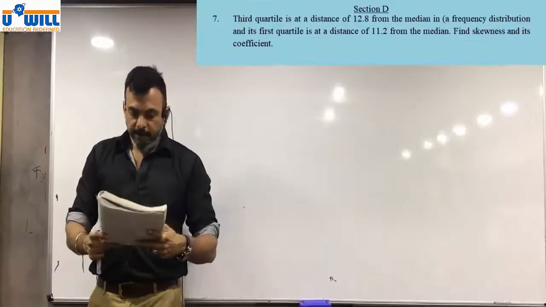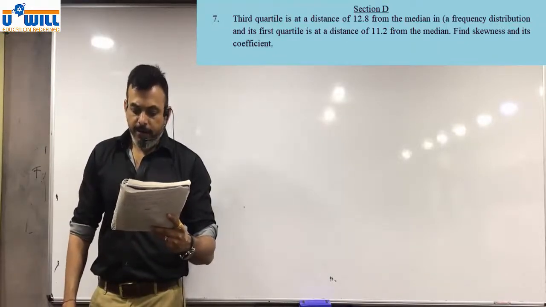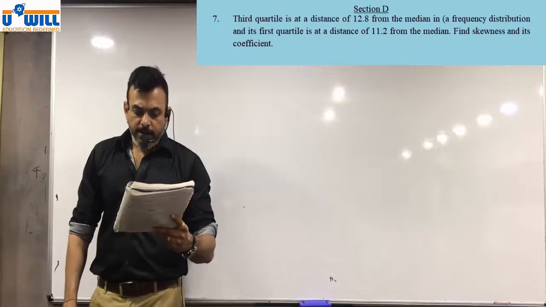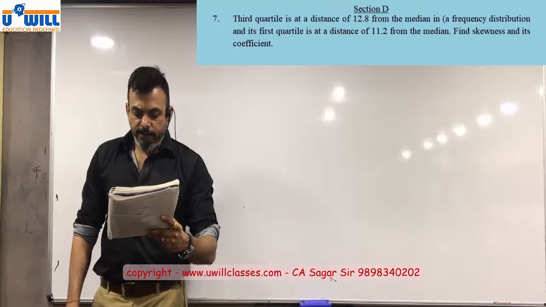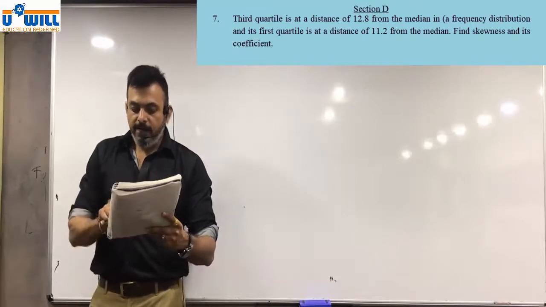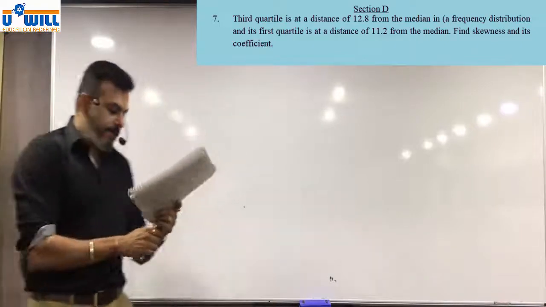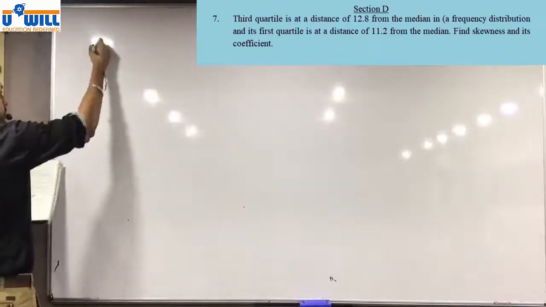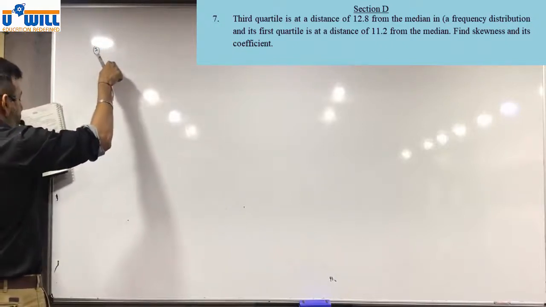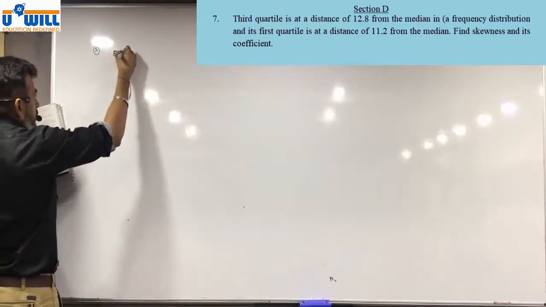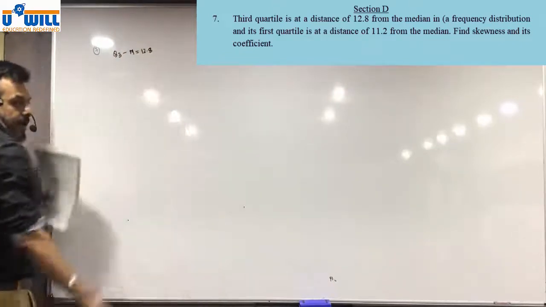Question number 7. Third quartile is at a distance of 12.8 from the median in a frequency distribution, and its first quartile is at a distance of 11.2 from the median. Find skewness and its coefficient. Now, first of all, let's write. Third quartile is at a distance of 12.8 from the median. So Q3 minus M is equal to 12.8.